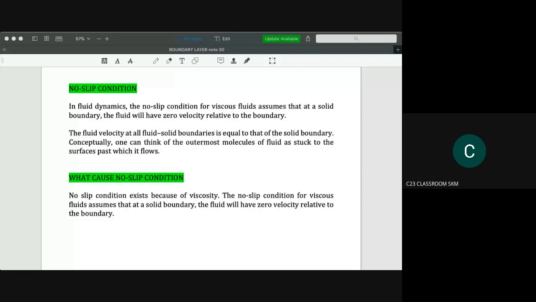So today we start our class on the boundary layer. But before that, I would like to give you a brief introduction on the relationship between what you learned previously in the ideal flow chapter and the boundary layer.